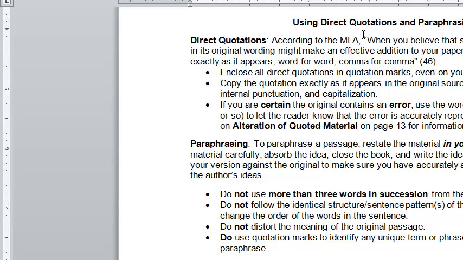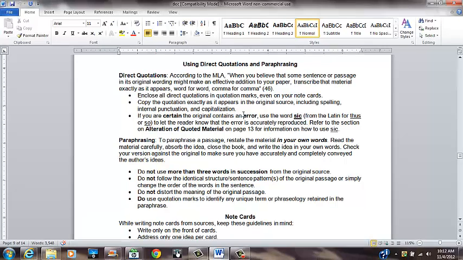Now here's the catch though. If you are certain that the original contains an error, for example in spelling, use the word sic, S-I-C. Usually though that is in italics, from the Latin word thus or so. And that lets the reader know that the error is accurately reproduced. All right, refer to the section on alteration of quoted material in the handbook. Okay, so that's direct quotations.